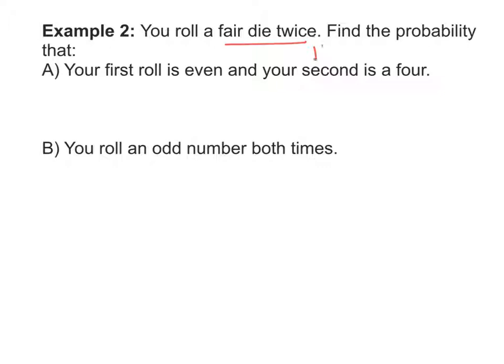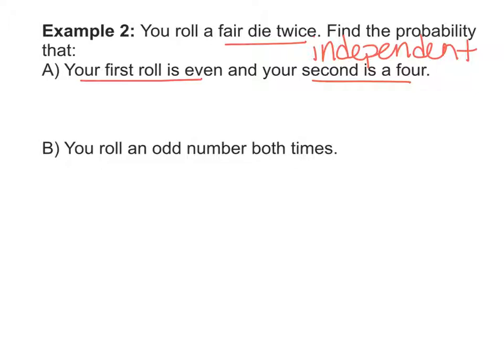So in this case, we're dealing with independent events, which means we won't have to worry about changing our denominator at all because we know that the total number of possible outcomes are going to stay the same. So the first one says to find the probability that your first roll is an even and your second is a 4. Okay, so we just have to look at these two events on their own and multiply them together.